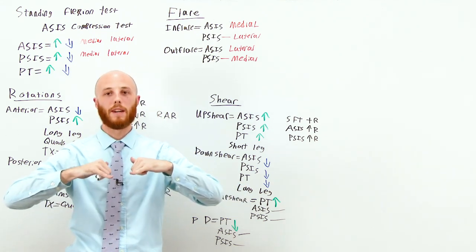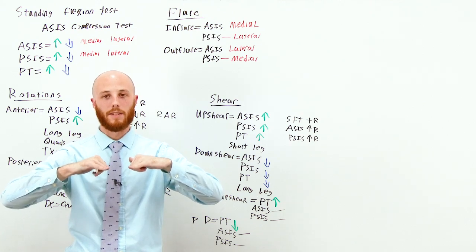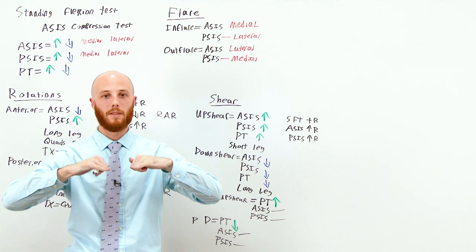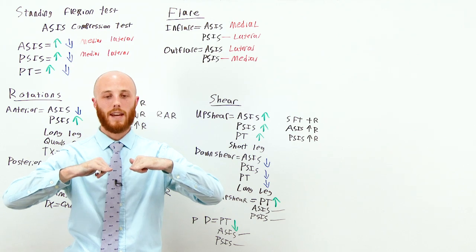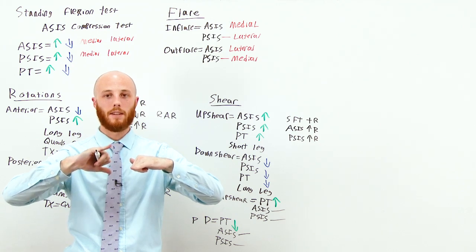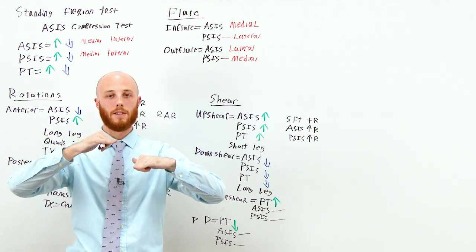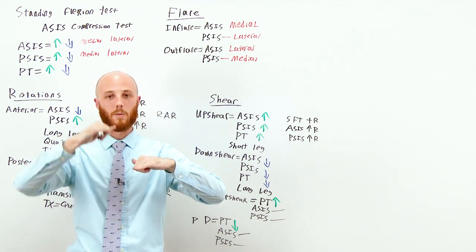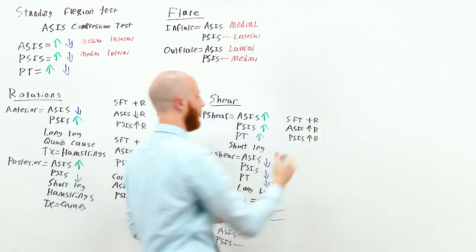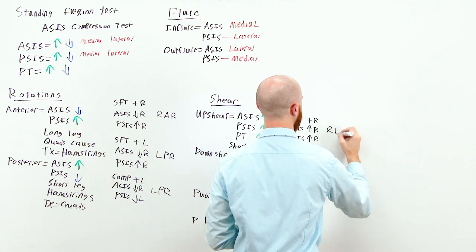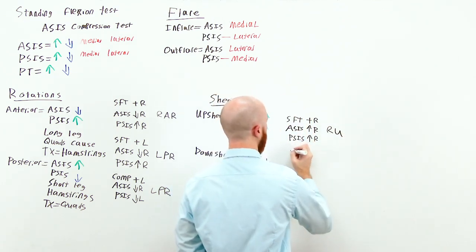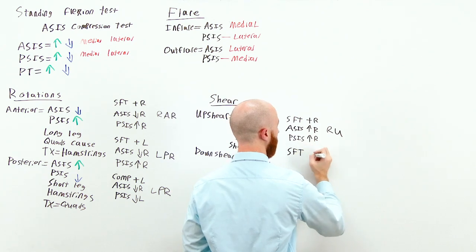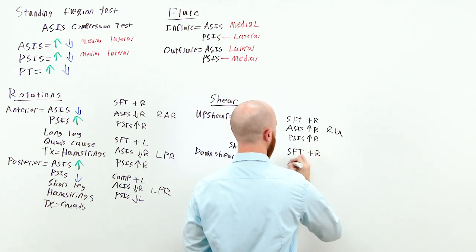So now using the cowabunga hands, you have your standing flexion test that's positive on the right, which means that all of your diagnostic findings will be on this side. Your ASIS is superior on the right, and your PSIS is also superior on the right. So using this motion, you can tell that the right side is up. So you have a right up shear.